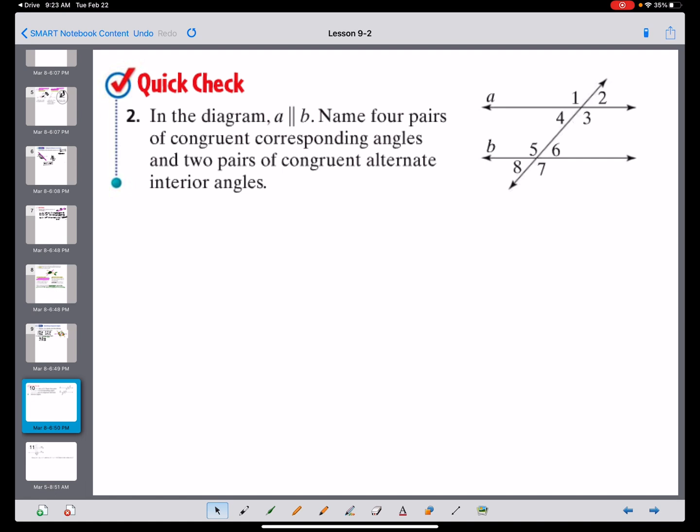All right, let's try another one. In this diagram, line A is parallel to line B, so I'm going to color those with my orange line. It is cut by a transversal. The transversal is this long line extending through. Name 4 pairs of congruent corresponding angles and 2 pairs of congruent alternate interior angles. I want you to pause the video and give this one a try on your own and continue when you're ready to compare your answers to mine.